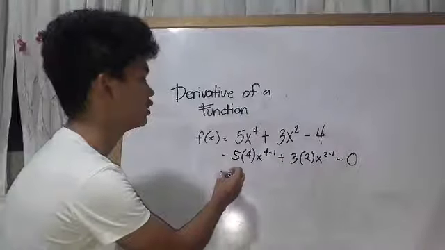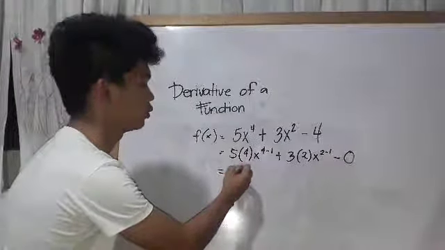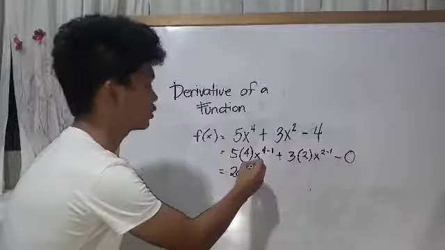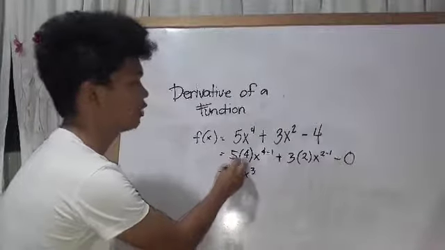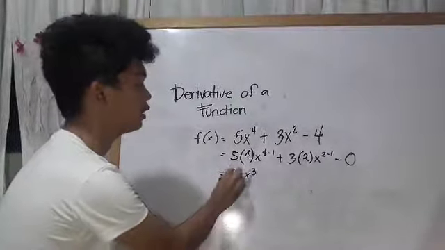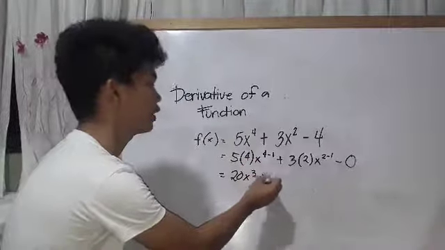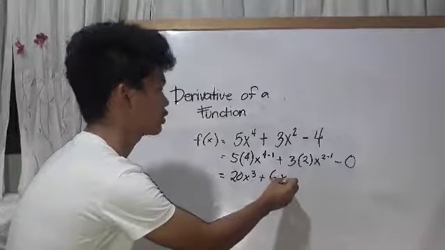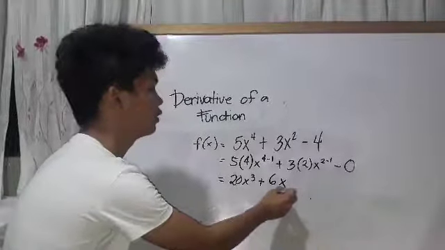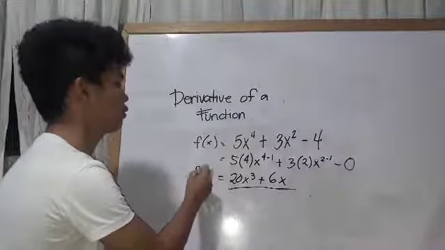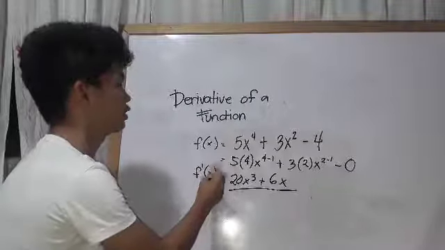So let's simplify this equation to 20x cubed, since 5 times 4 is equal to 20, and x to the 4 minus 1 is equal to x cubed, plus 6x, and this is the derivative of this function.